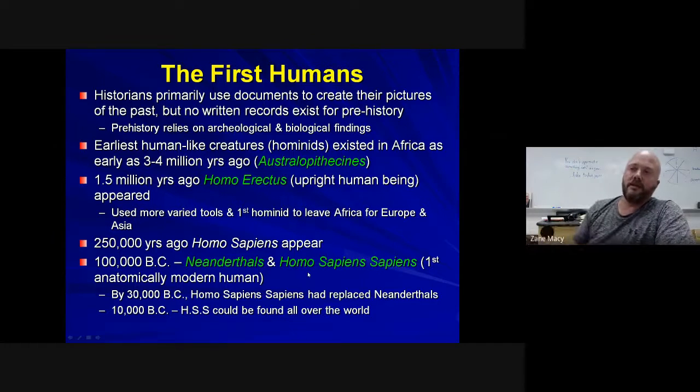Neanderthals and Homo sapiens sapiens developed, it's believed, within tens of thousands of years of each other. By 100,000 BC, they appear to have coexisted, and then by 30,000 BC, it seems that Neanderthals almost disappear overnight, and all that's left are Homo sapiens sapiens.